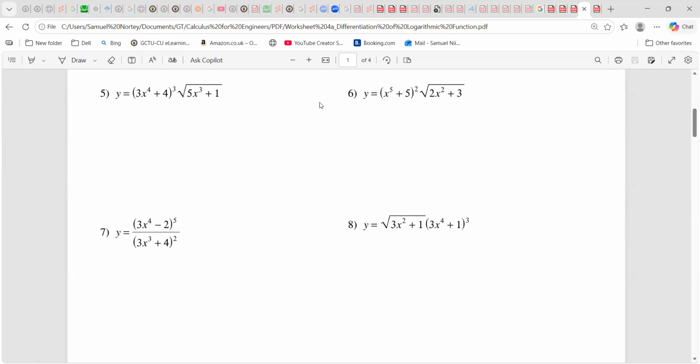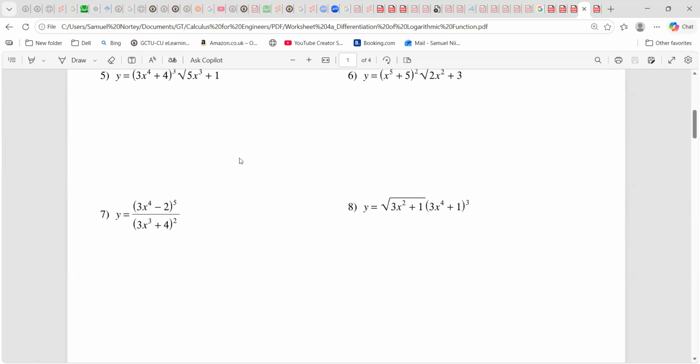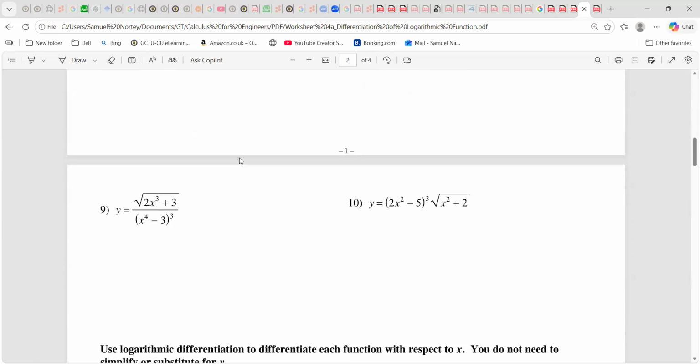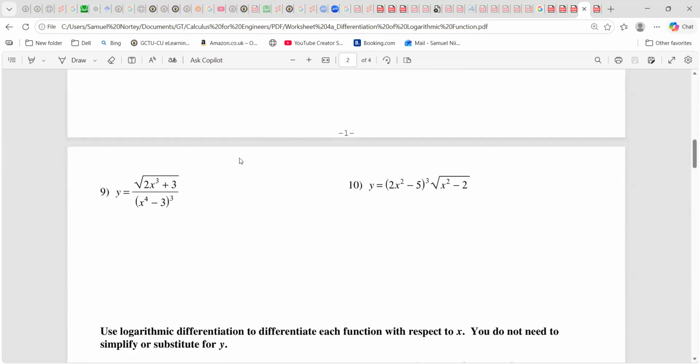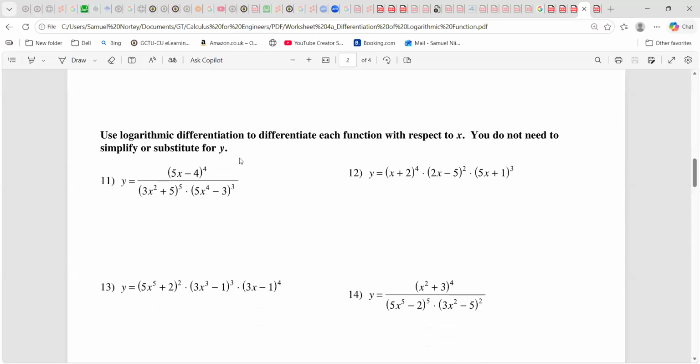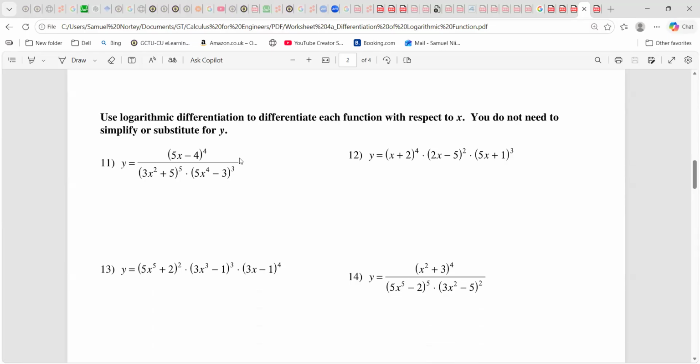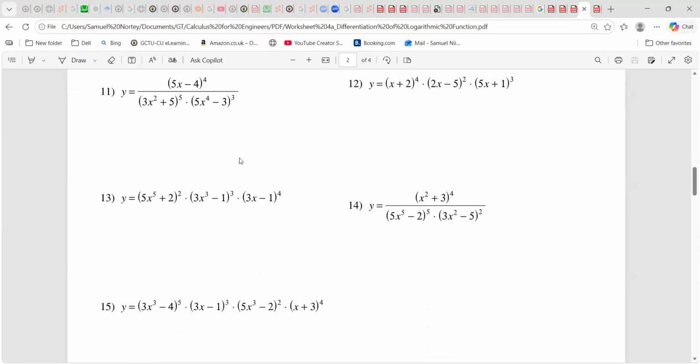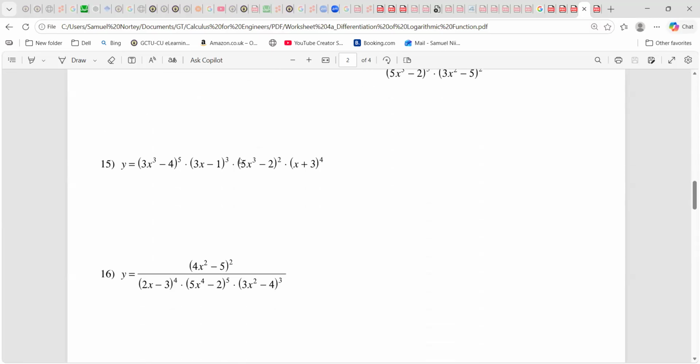Now number 8 is similar to numbers 5 and 6. Number 7 is quotient rule, number 10 is product rule, 11 is product and quotient, and 12 you have 3, so they are all product rules. 13 is product, 14 is quotient, 15 is product, and 16 is product and quotient. So the examples are enough to equip you to be very conversant with these rules.